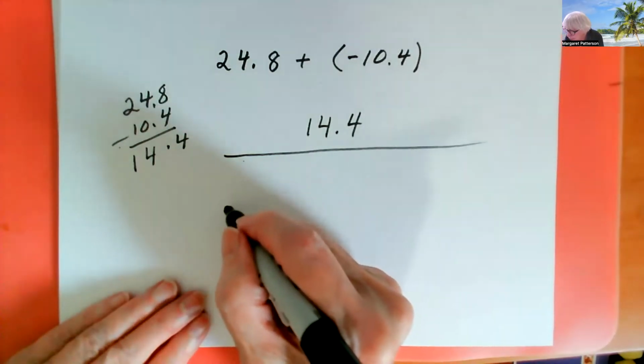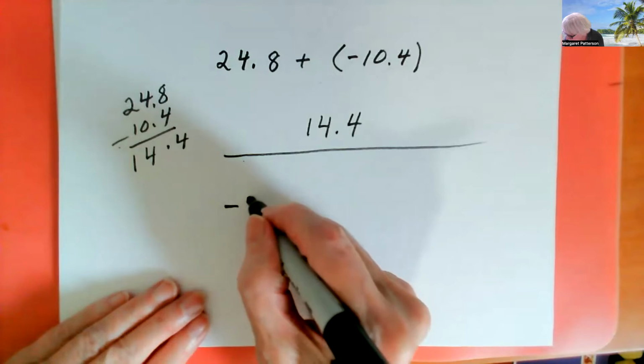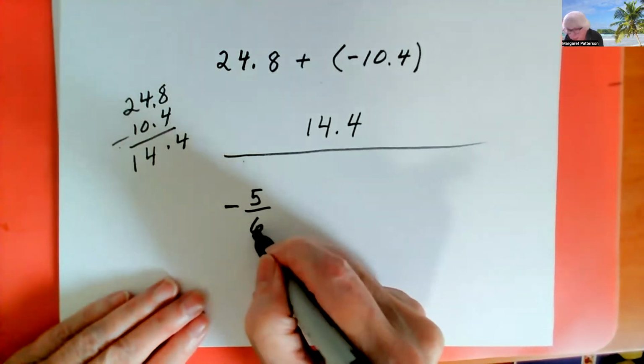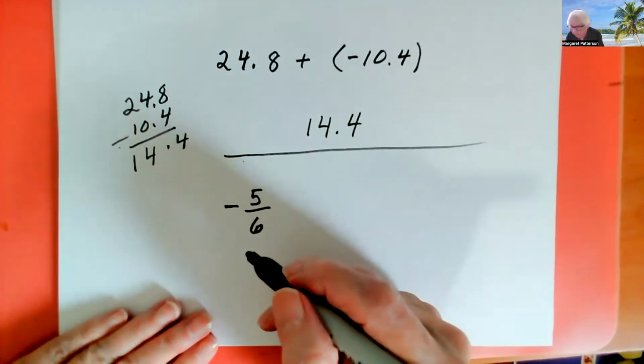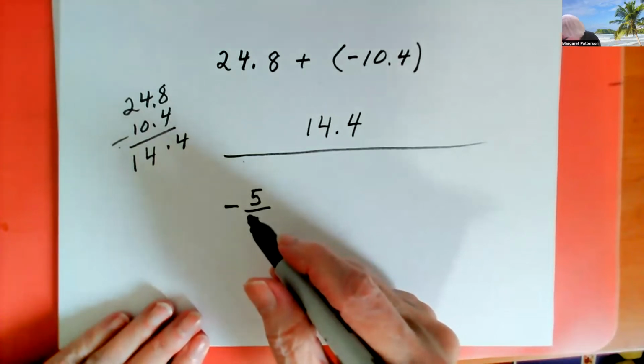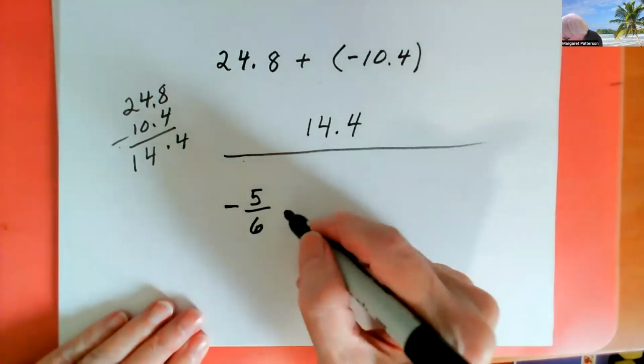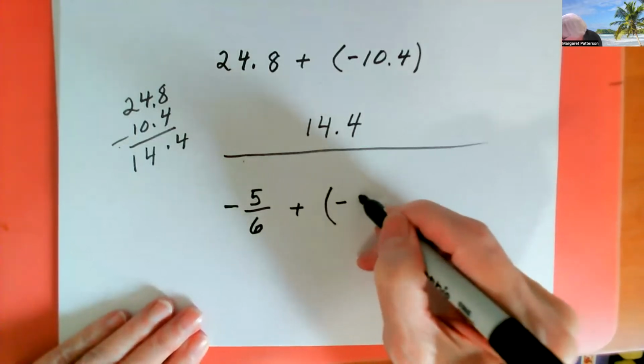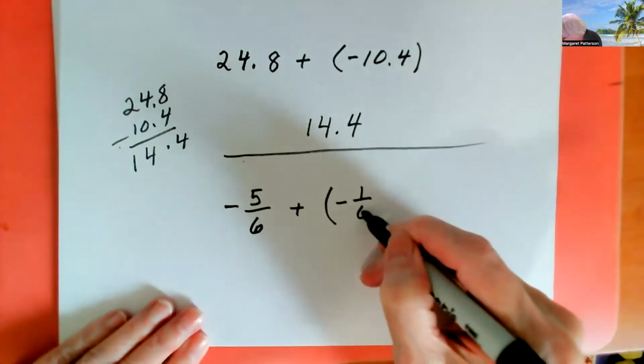The next one is a fraction problem. And this is the way they wrote it. Negative 5/6, and then plus parentheses, negative 1/6.